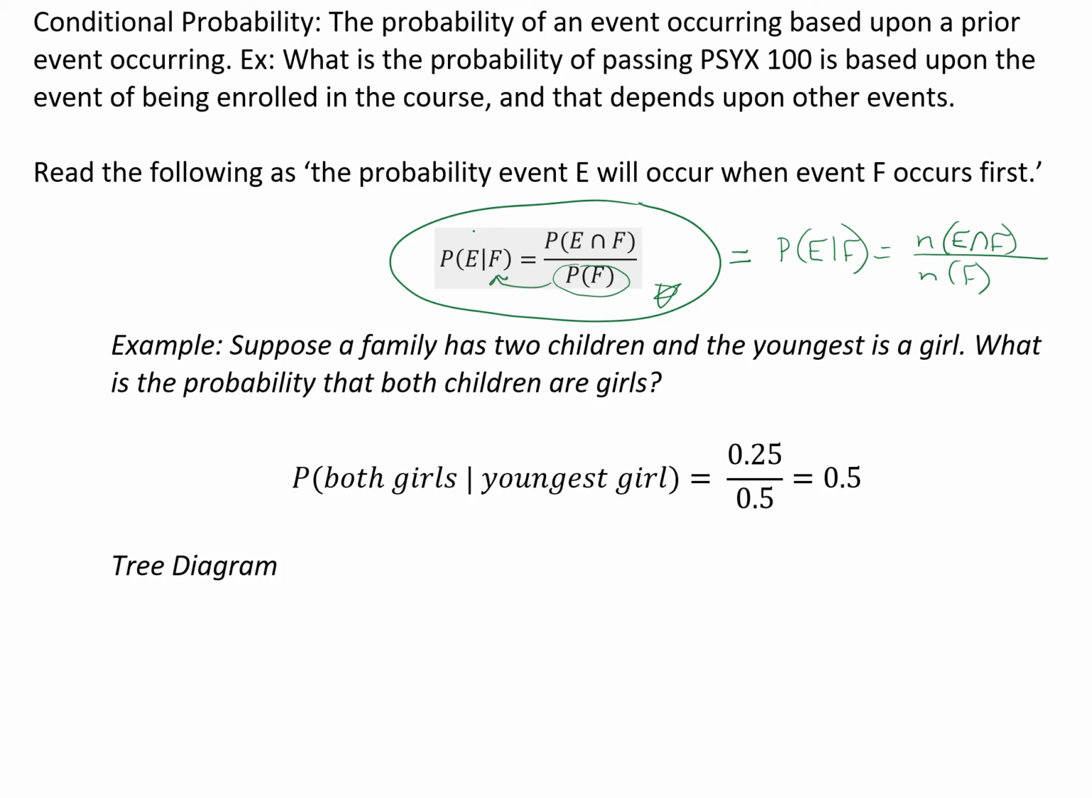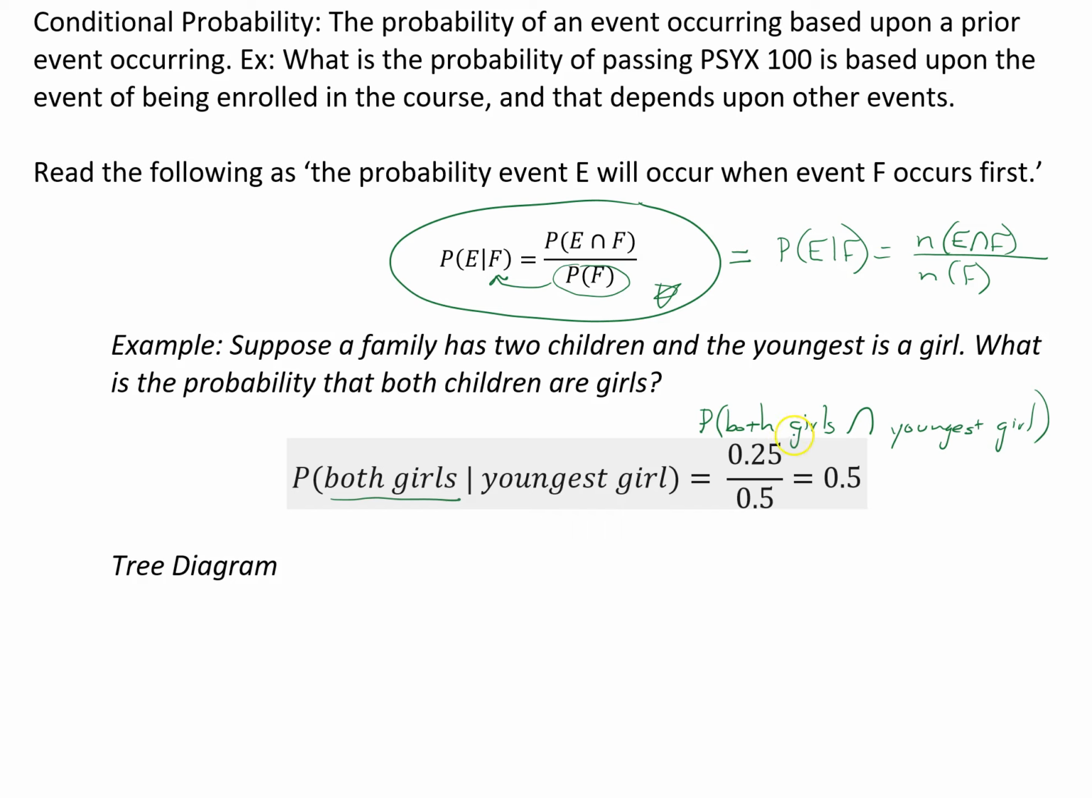It says, suppose a family has 2 children, and the youngest is a girl. What is the probability that both children are girls? So the problem on the left-hand side is that you want to know the probability that both are girls given the youngest child, or the second child, is a girl. So we have to think about this intersection. The intersection is the probability of both being girls intersecting with the youngest being a girl. And that intersection happens to be the situation that both have to be girls.